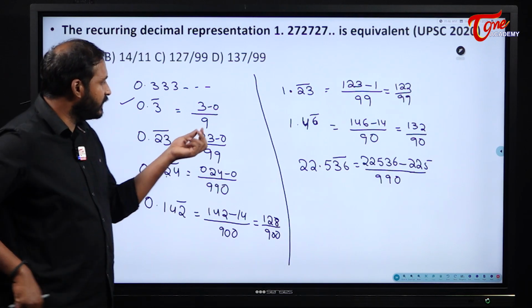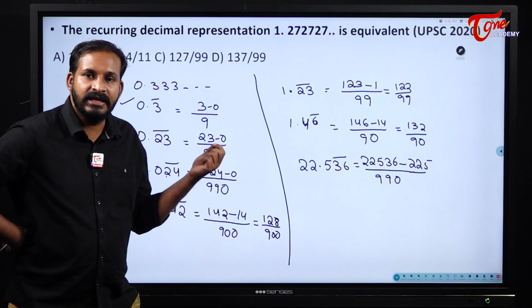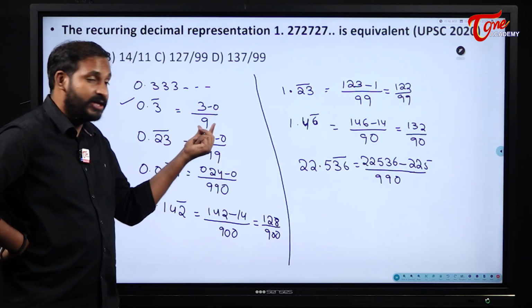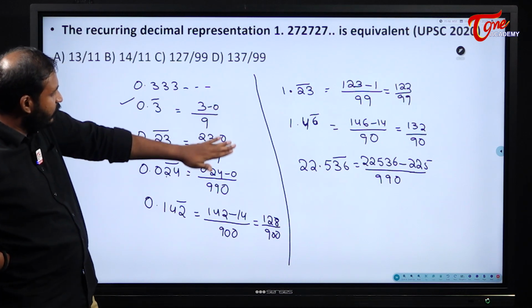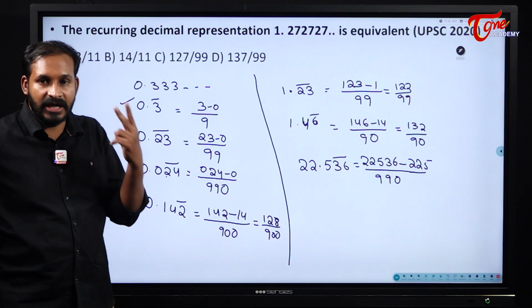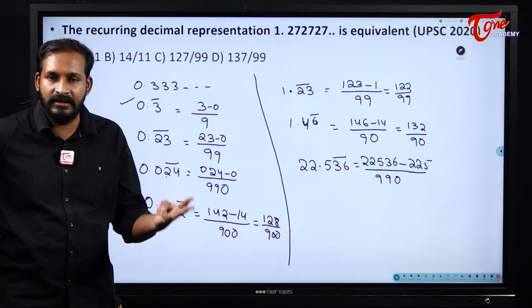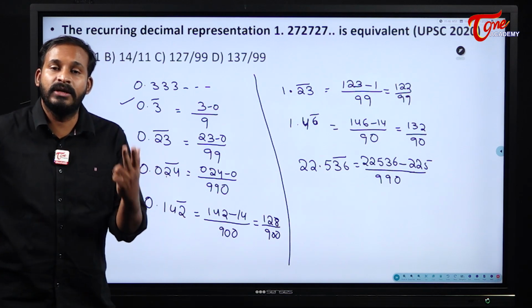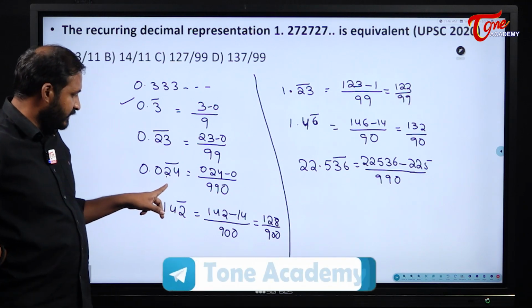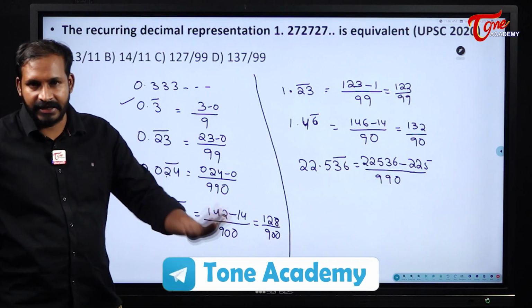If they are repeating, write 9. If they are non-repeating, write 0. After the decimal point, I am speaking about the denominator. First of all, I am speaking about the denominator. How you fill the denominator: if there are 2 repeating, 2 nines. If there are 3 repeating, 3 nines. If there are 2 repeating and 1 non-repeating, 2 nines and 1 zero. Something like this. Okay, that is the denominator, done, finished.